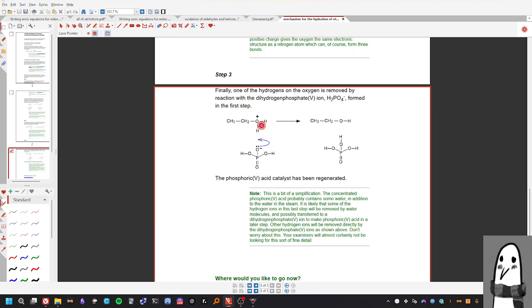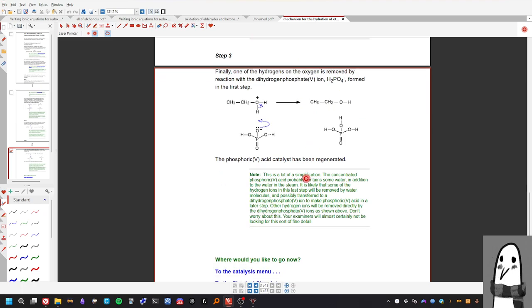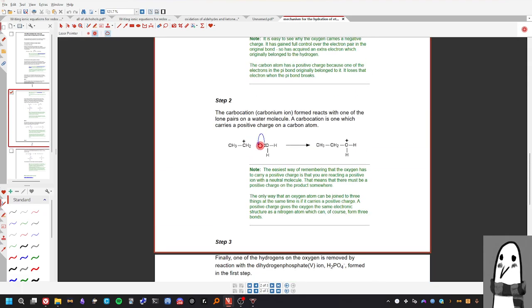Finally, one of the hydrogens on the oxygen is removed and bonds with the phosphate. This is dihydrogen phosphate. So then it re-forms the phosphoric acid, making this an alcohol. Okay, that's pretty easy.